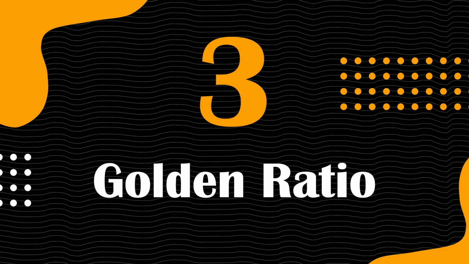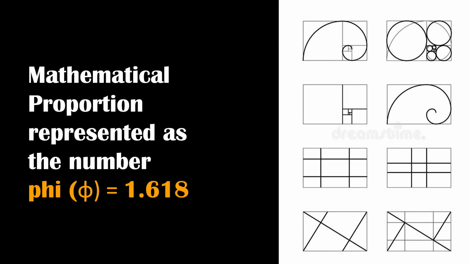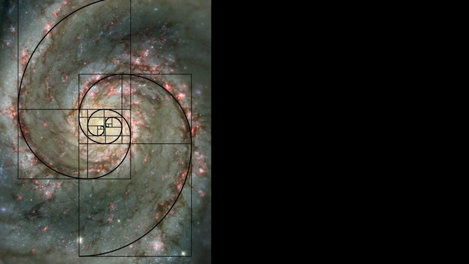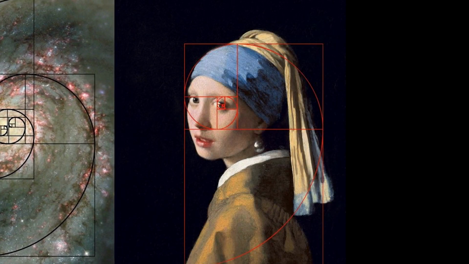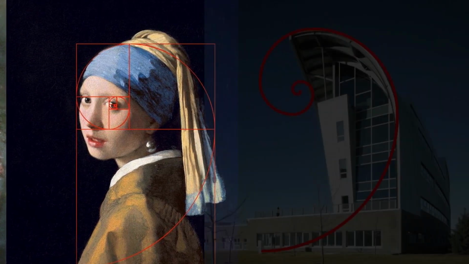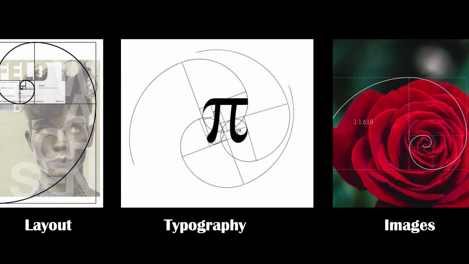Next up is golden ratio. In the world of design, there is a timeless secret known as the golden ratio. It's a mathematical proportion often represented as the number 5, approximately equal to 1.618. The ratio is found in nature, art, and architecture, and is renowned for its aesthetic appeal.